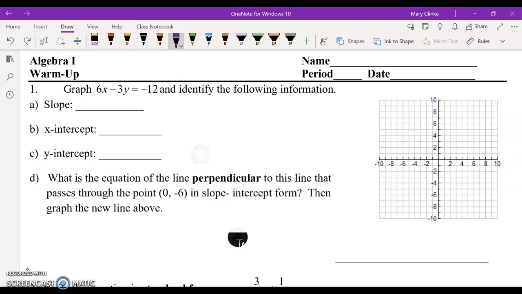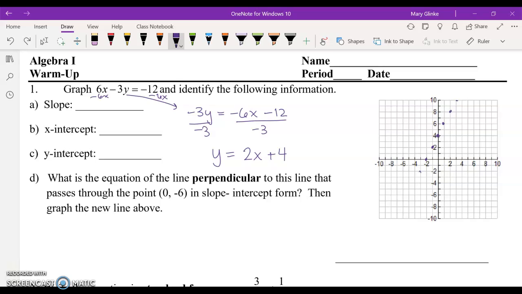So for problem number 1, we would first get y by itself. So we would subtract 6x in order to graph this and then also identify the slope. So we would get negative 6x minus 12, and we would divide everything by negative 3. So in slope-intercept form, we should have y equals 2x plus 4, which means for your graph, you should start at 4, and then you should have a slope of 2, so up 2, right 1.